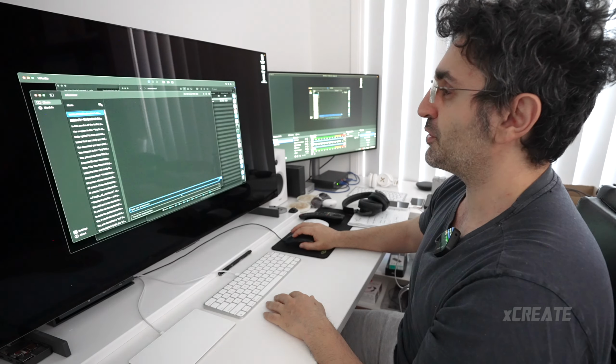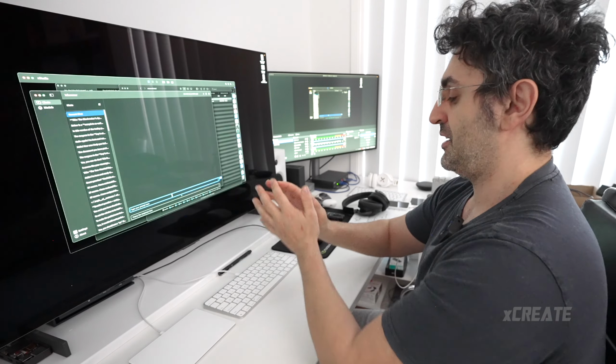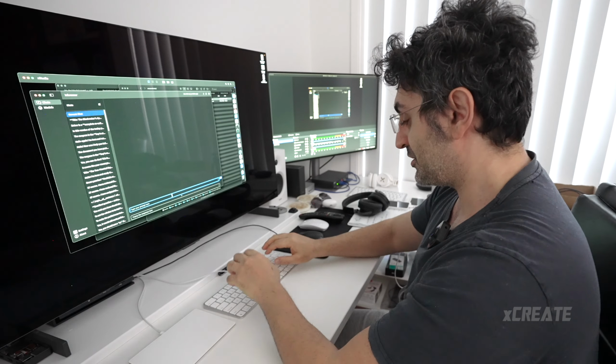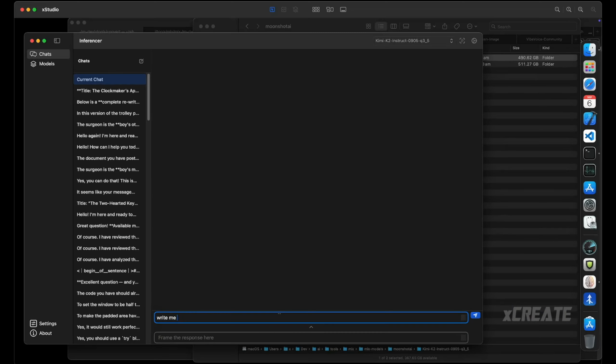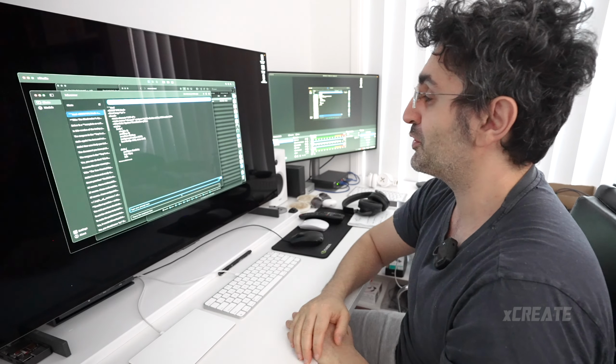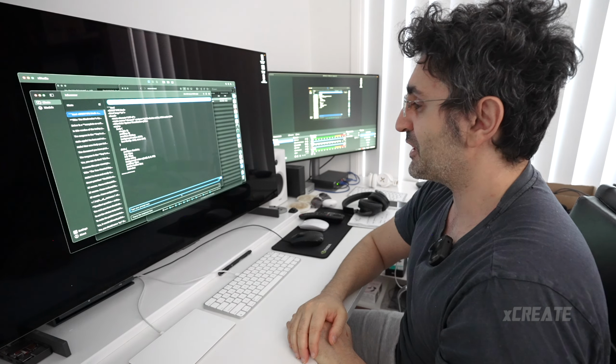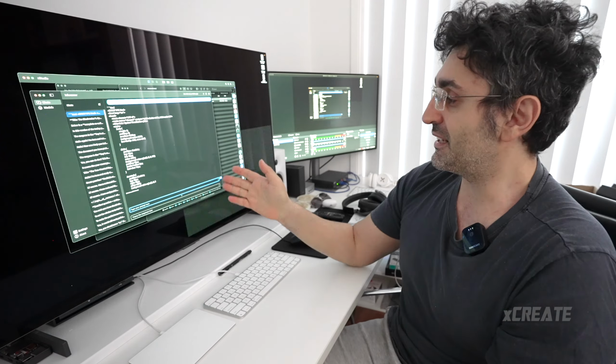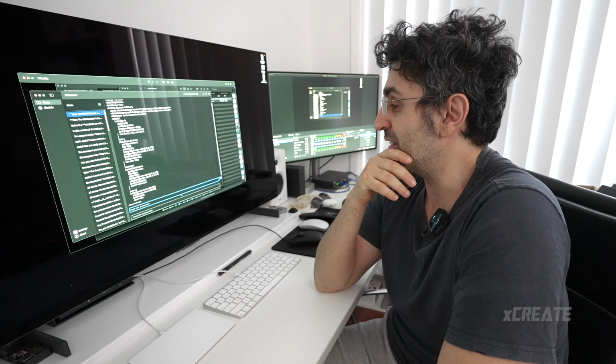Next up, let's do some coding, and I guess, should we do the solar system one? Let's do the solar system one. Write me a HTML app that visualizes the solar system. Let's use 3JS. Let's just see. Boom, it's just writing out the code. It didn't tell me anything. It just sprinted out the code right away. And it's going at 22 tokens a second. We're gonna have to leave it to fully print out this page.